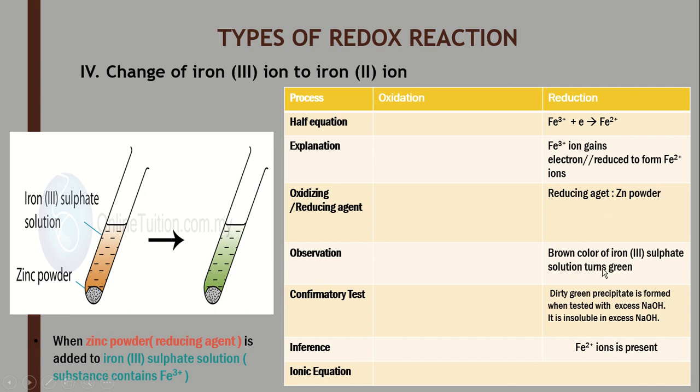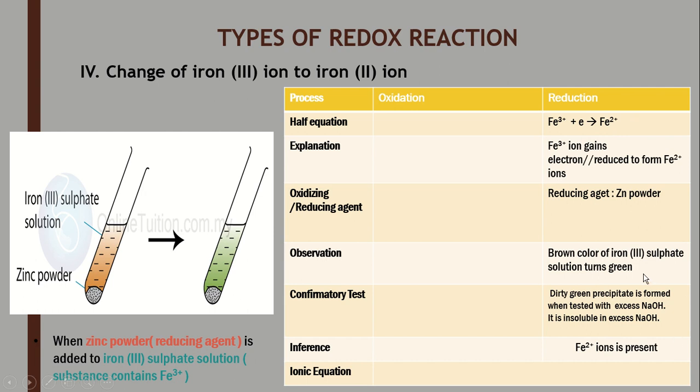Okay, so for observation, tengok. So from before reaction is Fe3 plus, which is brown in color. After the reaction, it becomes Fe2 plus, green in color. So the brown color of ion 3 sulfate, warna brown, will turn into green, which is Fe2 plus.